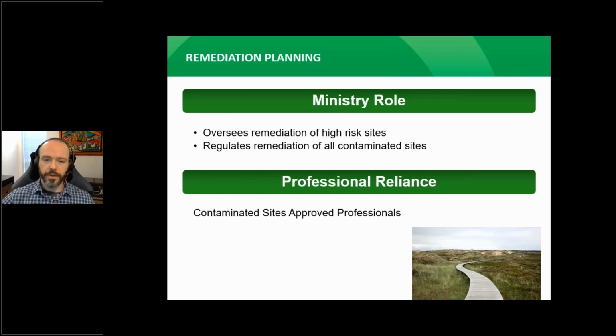Alternatively, information regarding remediation and applications for contaminated site services at non-high-risk sites are provided to the ministry by qualified professionals. The professional reliance model for contaminated sites in BC involves contaminated sites approved professionals who support qualified professionals and responsible persons by reviewing contaminated site service application packages for non-high-risk sites. The approved professionals make recommendations to the ministry about the application and that it meets CSR requirements. Next slide, please.